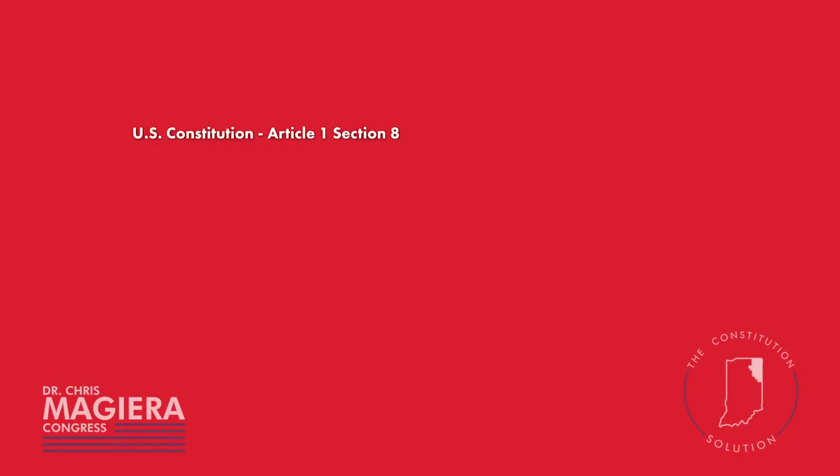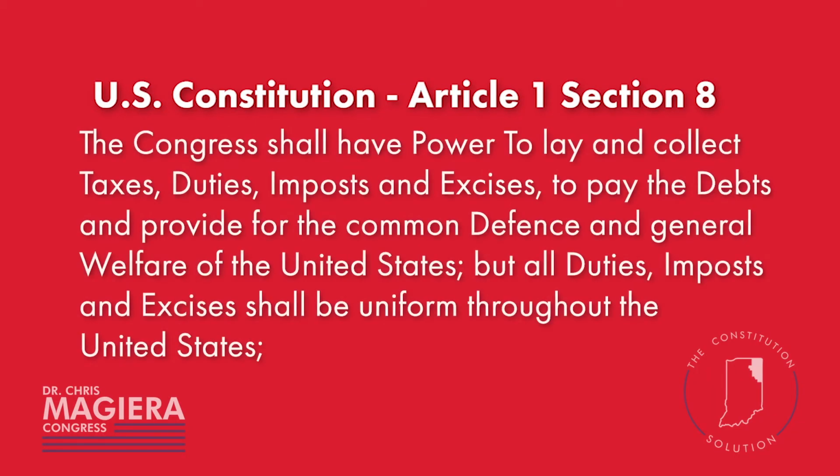Now, the 18 enumerated powers of Congress occur in Article 1, Section 8, which I'm going to read for you and let you digest. So Section 8 goes like this. Number 1, the Congress shall have power to lay and collect taxes, duties, imposts, and excises, to pay the debts and provide for the common defense and general welfare of the United States. But all duties, imposts, and excises shall be uniform throughout the United States. Just think about that for a minute.